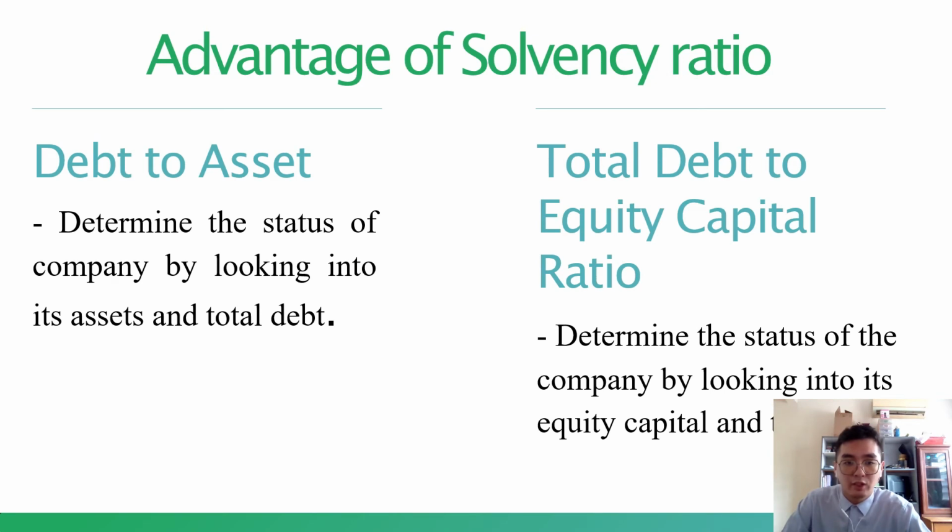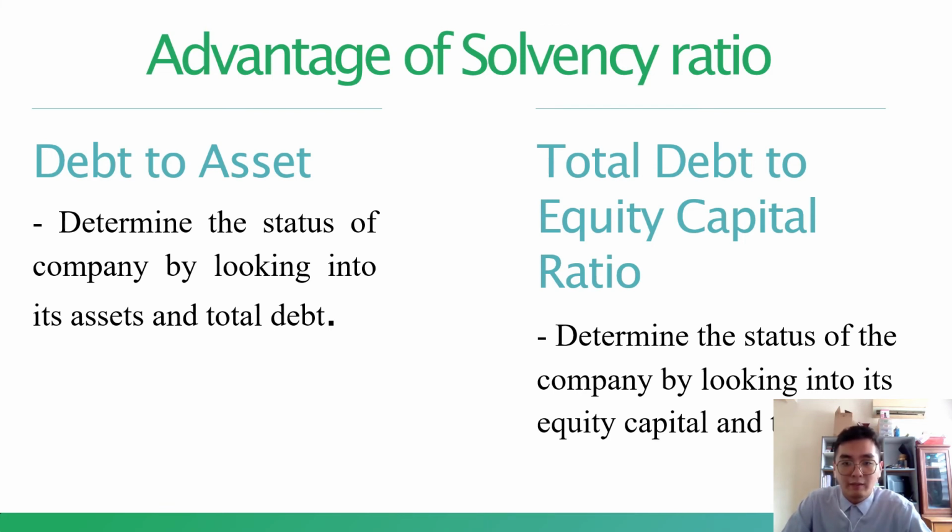For the debt to asset ratio, the company can determine its status by looking into its assets and total debt. When the ratio is higher than 1, it means that the company finances using debt and is actually leveraged. The company should decrease the funding by using debt. However, if the ratio is lower than 1, it means that the company is low leverage and able to pay off the debt by selling assets.